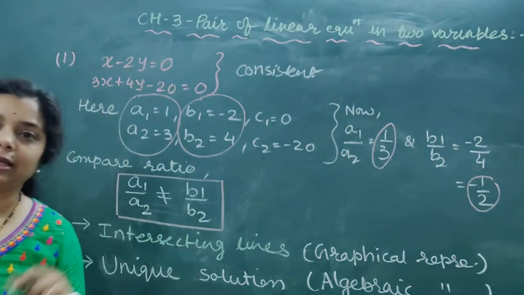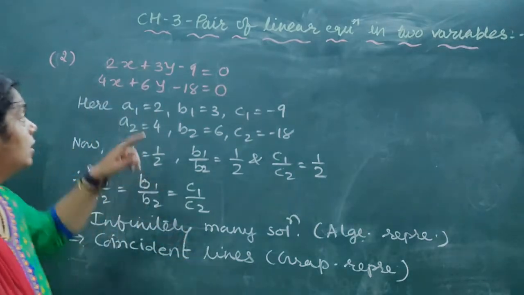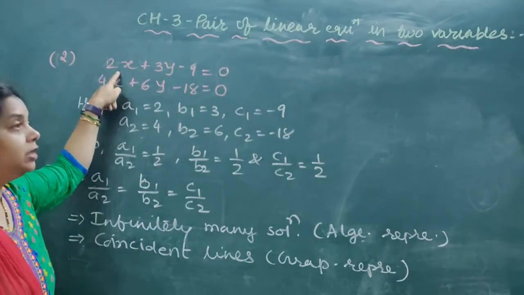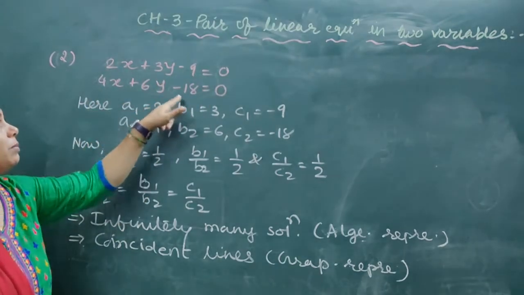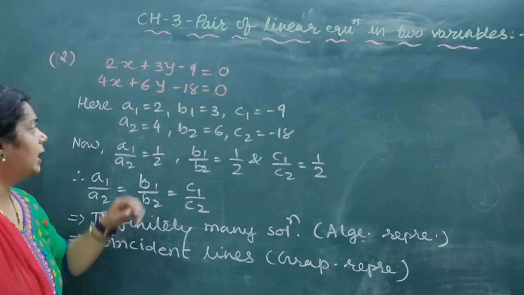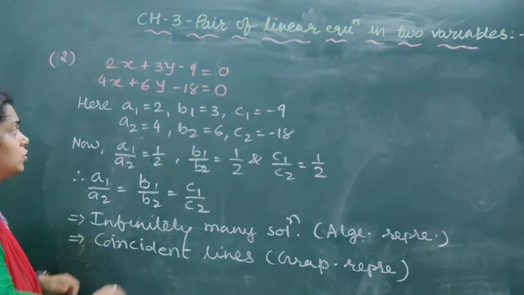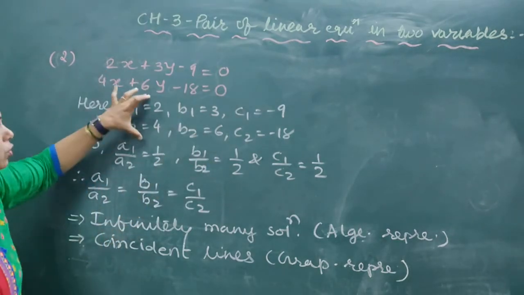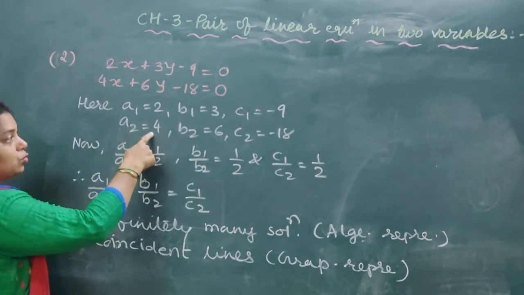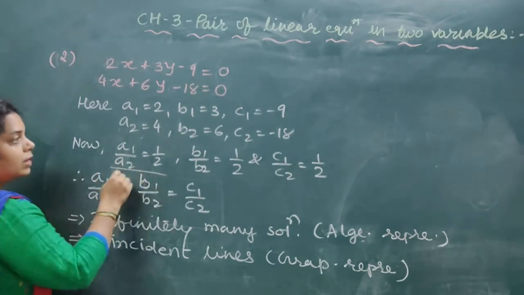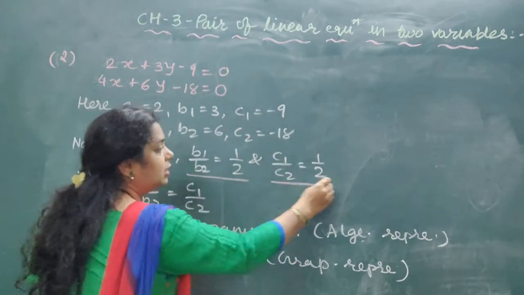Okay, let's move to the second kind. Now let's see the second example. I have written another pair of a linear equation. Here 2x plus 3y minus 9 is equal to 0, 4x plus 6y minus 18 is equal to 0. And I have written here a1, b1, c1, a2, b2, c2. So if I take a ratio of a1 by a2, b1 by b2, c1 by c2, you notice that here it is 2 by 4, so it is half. Again 3 by 6, so it is half, and minus 9 by minus 18, again half.